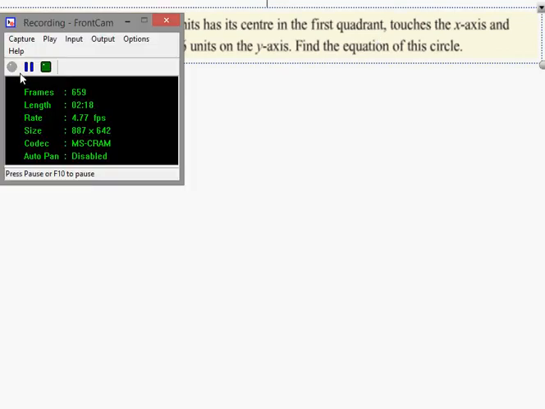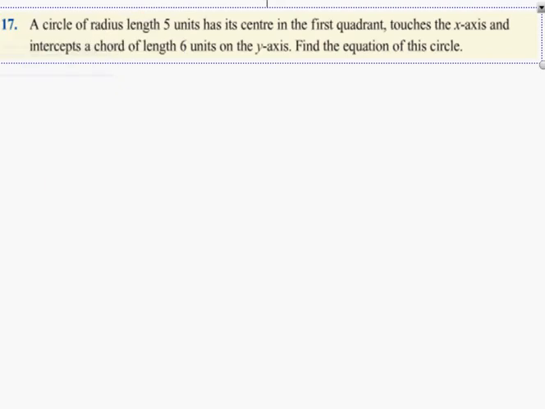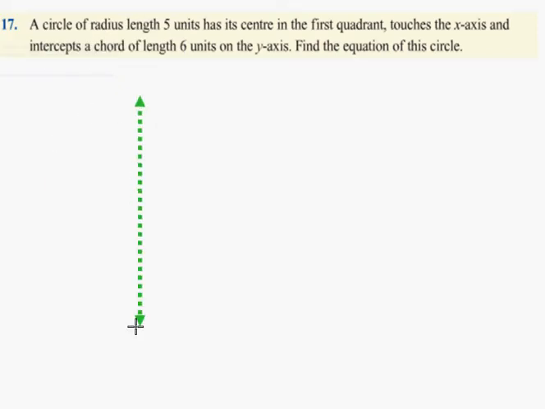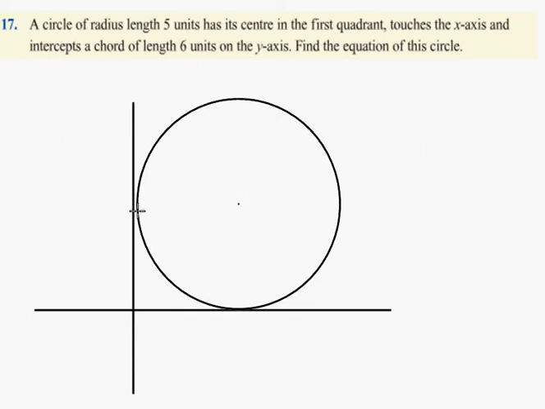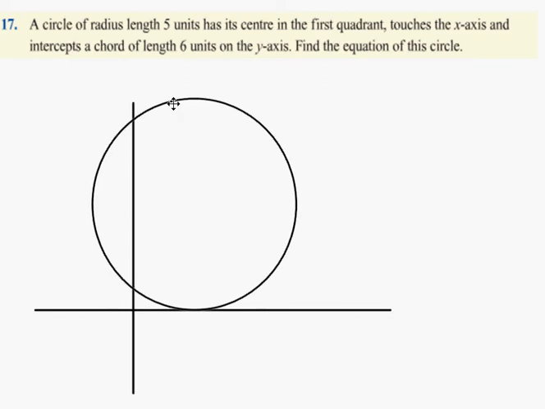So what I'm going to do first and foremost is draw the x-y axis, and I'm going to draw exactly what I'm looking at here. My circle is here. It touches the x-axis, but then it has a chord with the y-axis. So I'm just going to shift it across like this. And then once that's done, I'm going to concentrate on what I know.